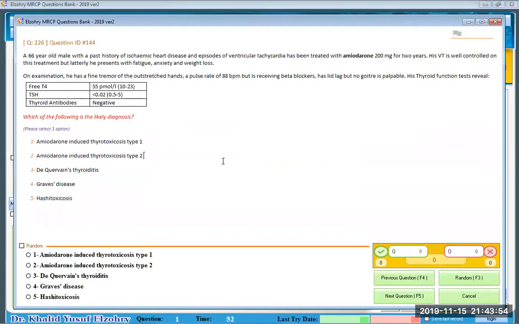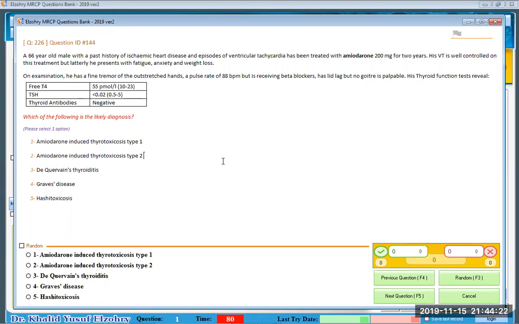Okay, you can read it, Dr. Ruben. A 66-year-old male with a past history of ischemic heart disease and episodes of ventricular tachycardia has been treated with amiodarone 200 milligram for 2 years. His ventricular tachycardia is well controlled on this treatment, but lately he presents with fatigue, anxiety, and weight loss.